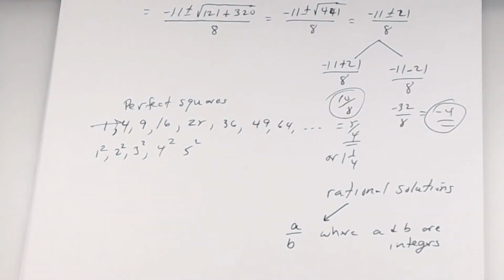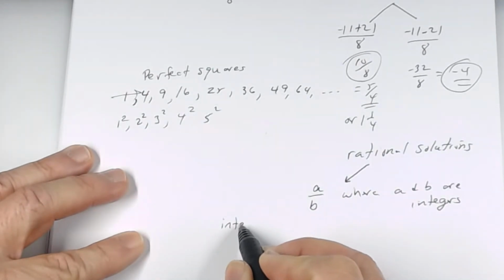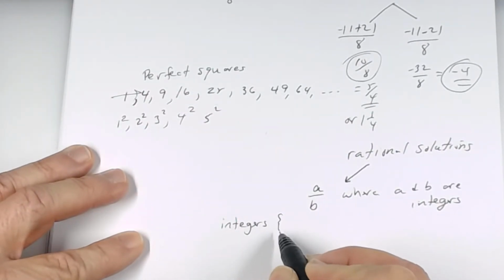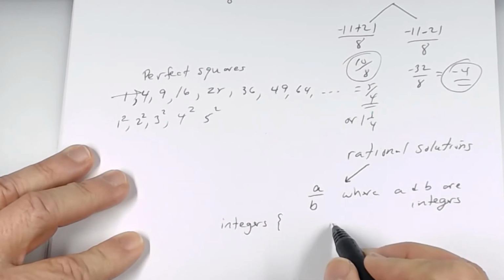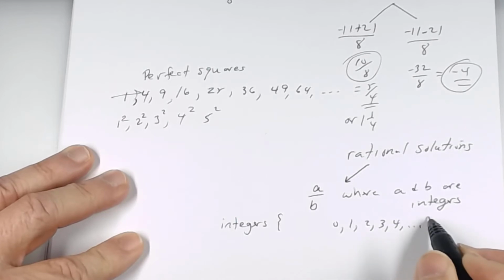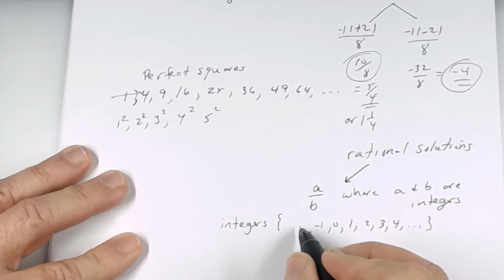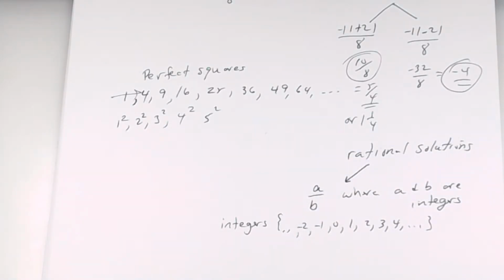So if I look at 10 eighths, you may say, well, what are integers? Okay, well, your integers are these. There's an infinite number of those, so we're going to start with 0. So I have 0, 1, 2, 3, 4, and so on. And then I also have -1, -2, and so on. So those are your integers. So you don't see any decimals, right? You don't see any fractions. They're all whole numbers and their opposites.